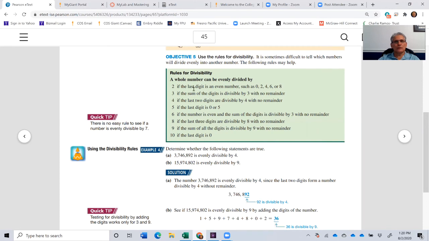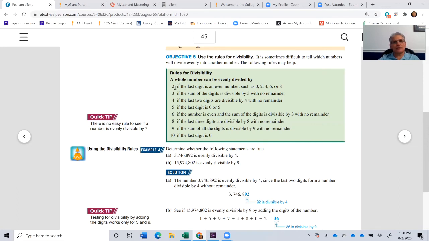There are rules for divisibility that are very helpful for the user of these rules to determine whether a number can be divided by another number. And often this is very helpful if we're trying to solve problems associated with reducing fractions, because we just don't know for sure whether a number can be divided into another number evenly.